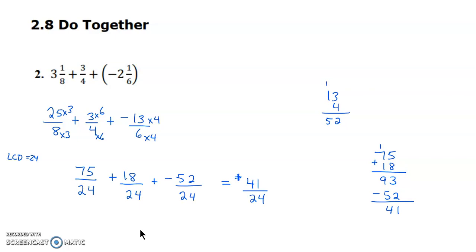And now it's time to divide up. Now 24 times 2 is 48, so this is only going to go one time. So let's check out the leftovers. 41 minus 24 will give us our leftovers. So I'm going to borrow here. 11 minus 4 is 7, and 3 minus 2 is 1. So I have 17 remaining out of the 24. And 17 is prime, so we know we're in lowest terms. So our final answer here is a positive 1 and 17/24.